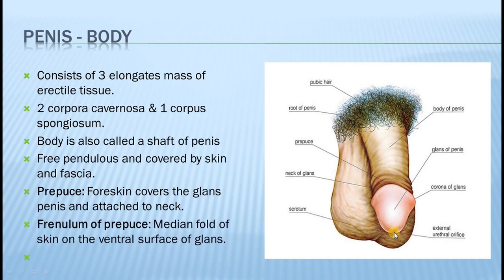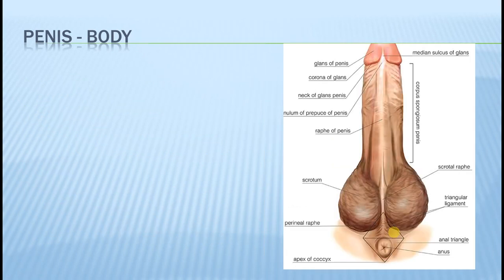Frenulum is the median fold which you see in the ventral part. This is the glans penis, and this fold of skin on the under surface, or ventral surface, is the frenulum of the prepuce. The frenulum has to be free or long enough, otherwise the prepuce cannot be retracted, and that condition is called phimosis. Sometimes the frenulum might tear, called frenulum tear, and might result in hemorrhage.